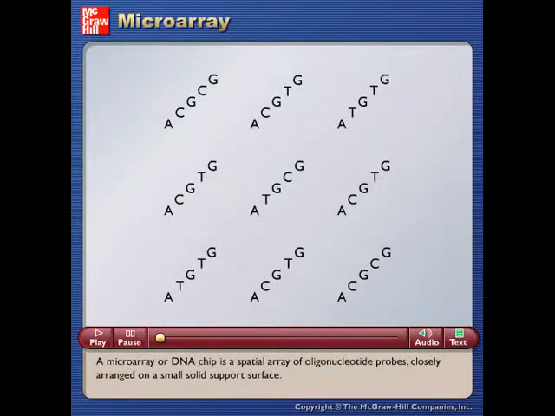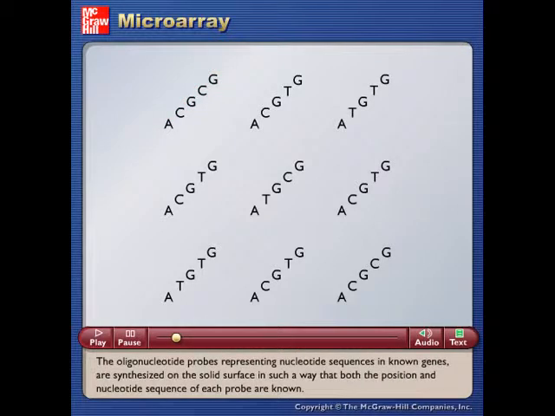A microarray, or DNA chip, is a spatial array of oligonucleotide probes, closely arranged on a small, solid support surface. The oligonucleotide probes, representing nucleotide sequences in known genes, are synthesized on the solid surface in such a way that both the position and nucleotide sequence of each probe are known.